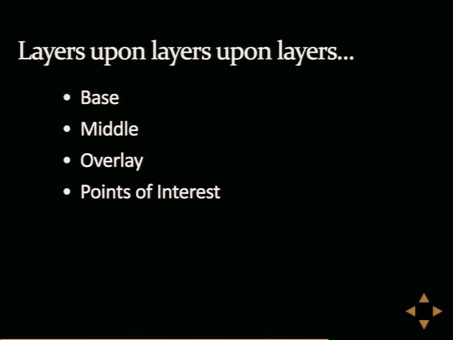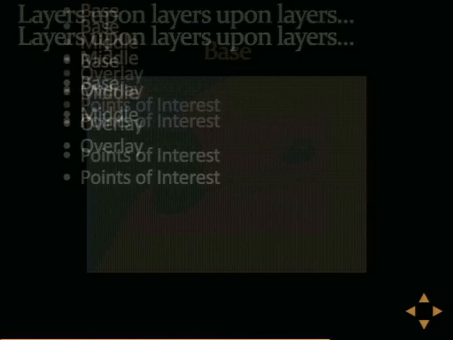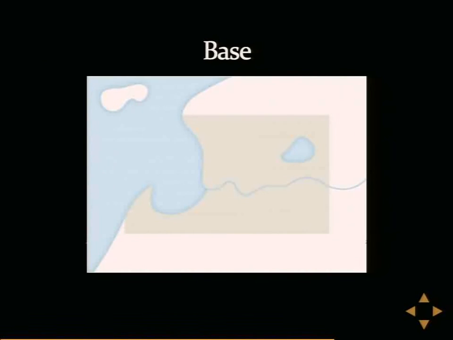So the way that we're doing this is really just layers upon layers upon layers. It's all kind of complicated, but basically we've got 3 different Mapbox styles that we're kind of mashing together, sort of a base, middle, and overlay. And then we're bringing in points of interest actually from CartoDB. So I'll just show you kind of a simulation of what that looks like.